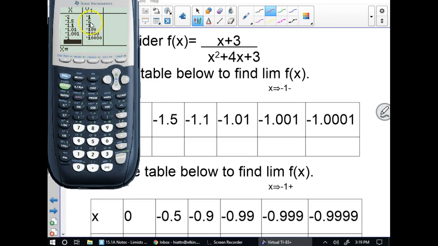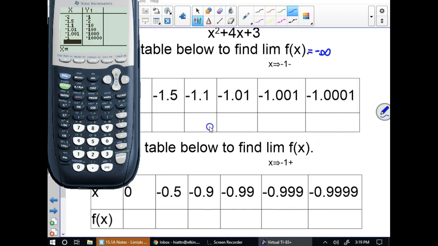So if I type all those in, I can see what's happening to the function here. I've got -1, -2, -10, -100, -1,000, -10,000. So the numbers are getting more and more negative. So this tells me that this is approaching negative infinity. We're not getting closer and closer to a number like we were on the last part. We're getting numbers that are more and more negative, which tells us that we're approaching negative infinity, or probably approaching negative infinity.